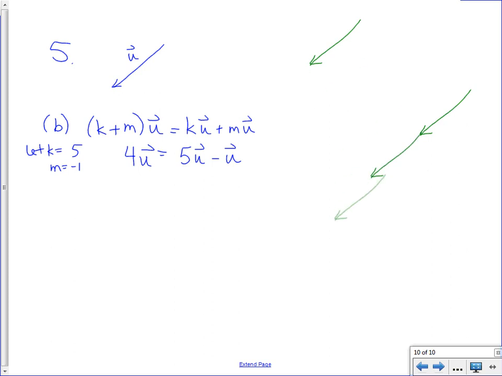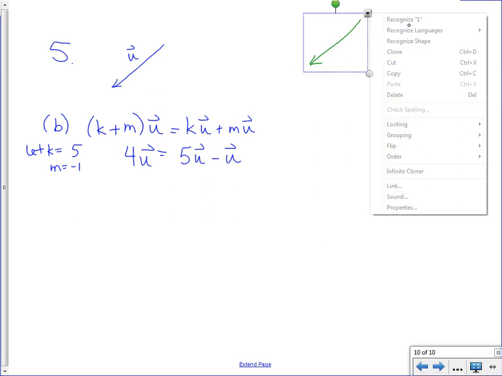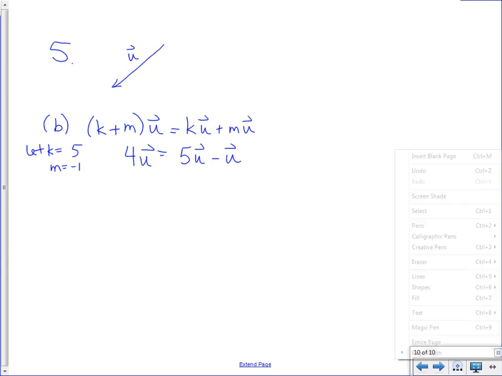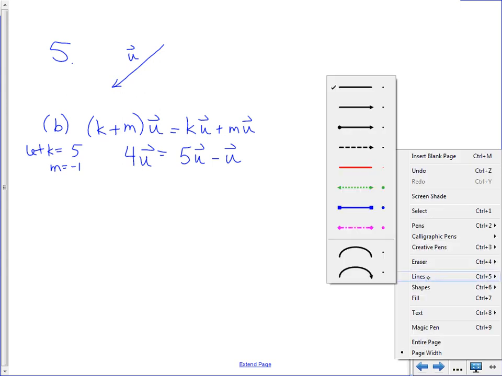My vector is kind of sad looking. It's a little curvy. Should I try and draw a better vector? I'm sorry, guys. Oh no. Okay. I'm going to be a little more precise. So I'm going to do this.